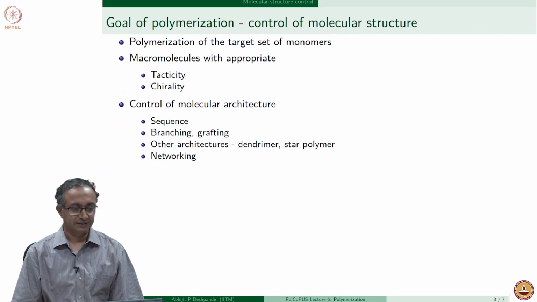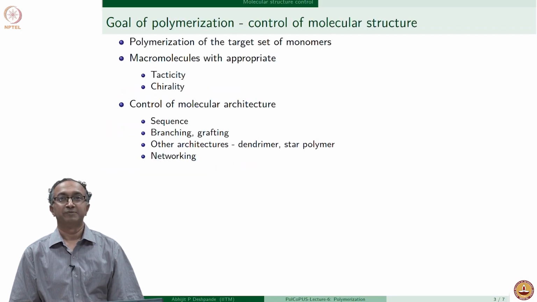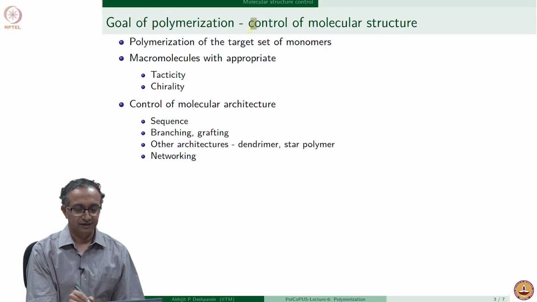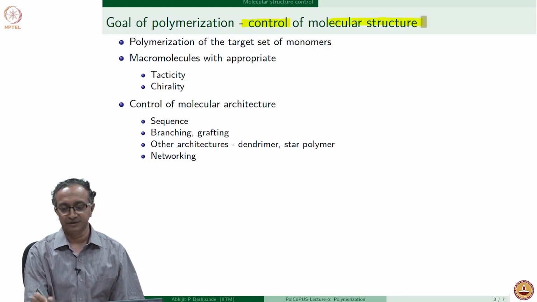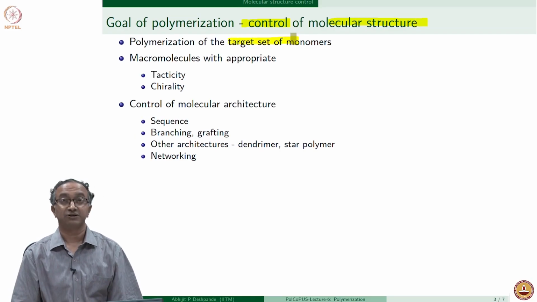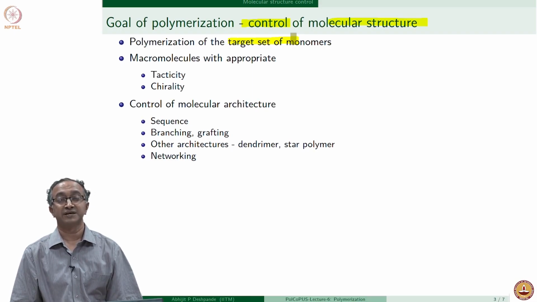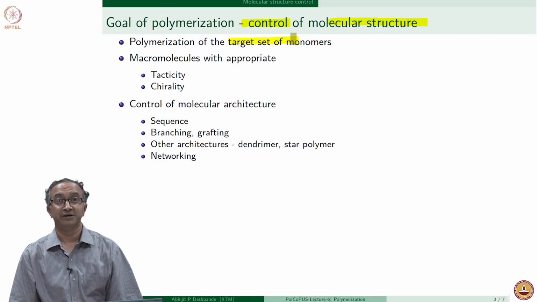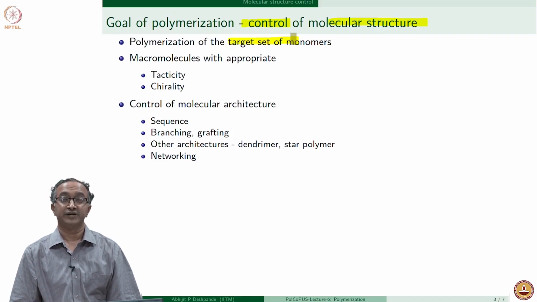So let's first look at what is the goal of polymerization, and that is essentially to control the molecular structure, both qualitatively and quantitatively. What do I mean by qualitative? It means that the polymerization should be achieved with a set of monomers that we want polymerization to happen with. For example, ethylene and propylene, if they have to be polymerized into an ethylene propylene rubber, then we need to be able to polymerize both ethylene and propylene together.